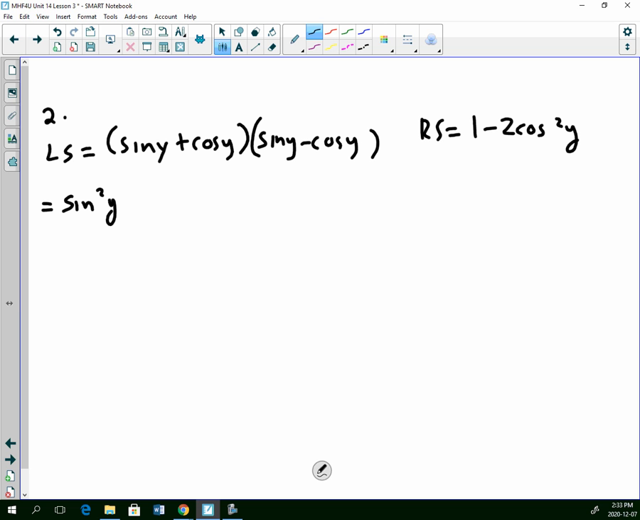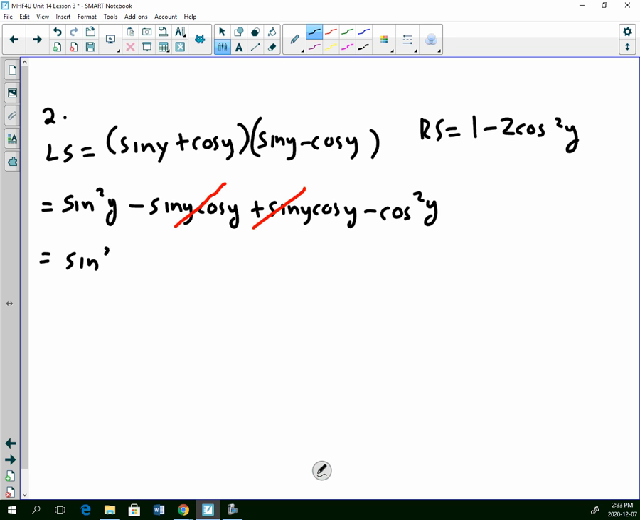So we get sine squared y minus sine y cos y plus sine y cos y, and then minus cos squared y. And then I collect like terms. Well, I see the middle two terms add to 0. So same strategy as before. Is it in sine and cosine? Yes. What can I do to simplify? I can expand and collect like terms.